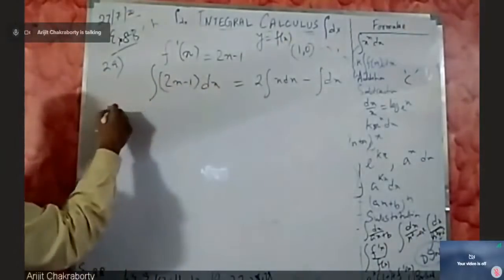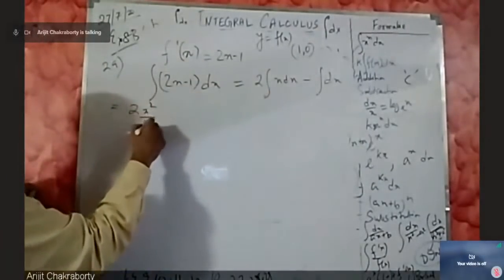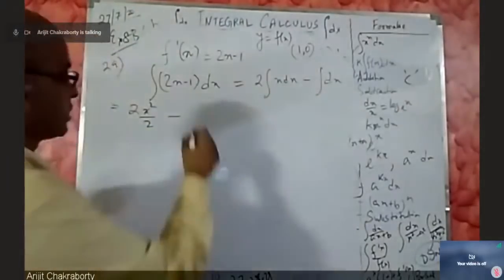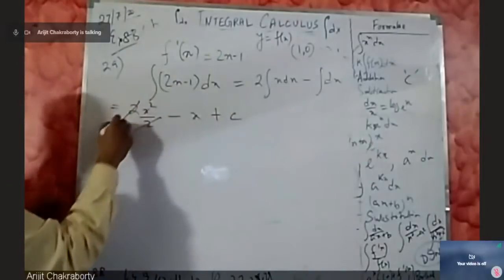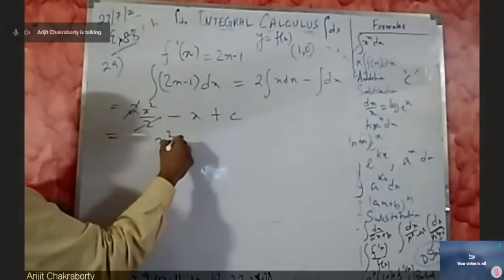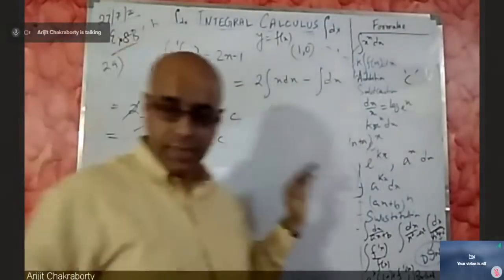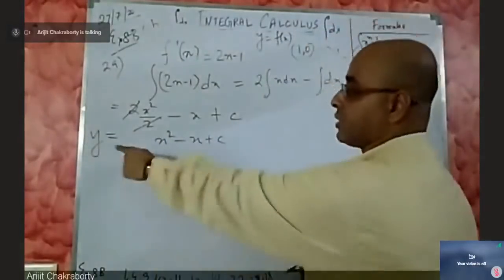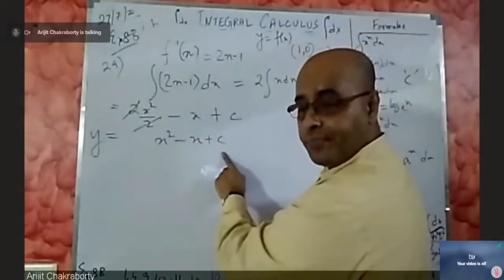So this becomes 2 into x dx is x square by 2, minus only dx is x, plus the constant c. So 2 and 2 cancel, so you get the equation x square minus x plus c. But the work is not complete. Y is equal to this. The curve is equal to this. We have got the equation of the curve, but there is a constant c.